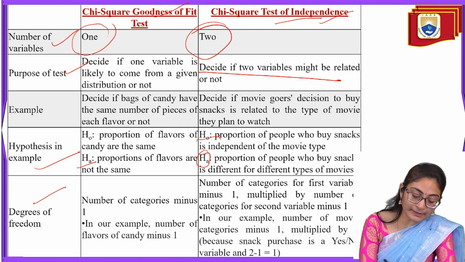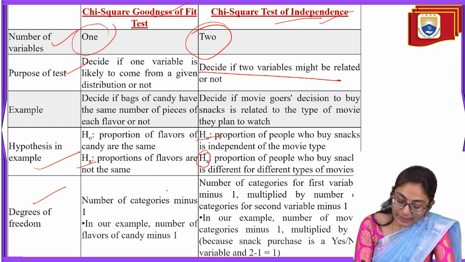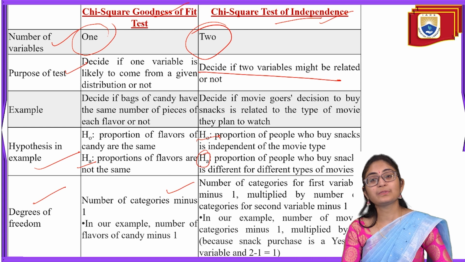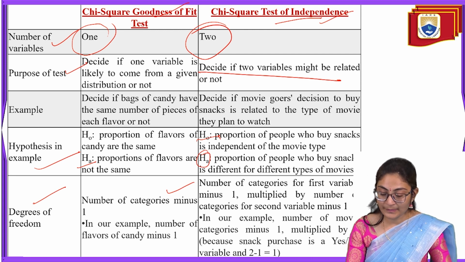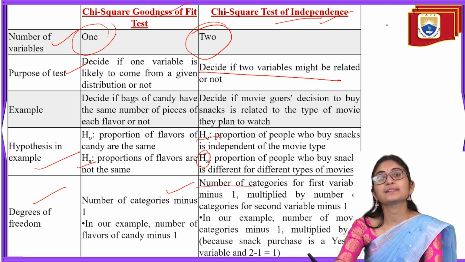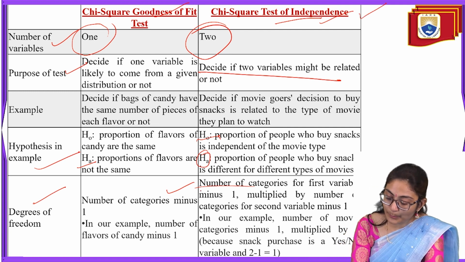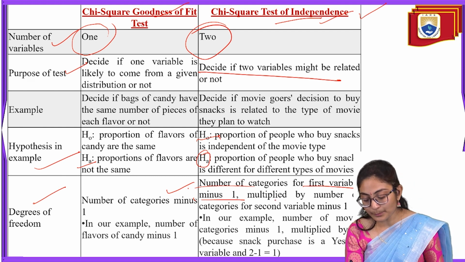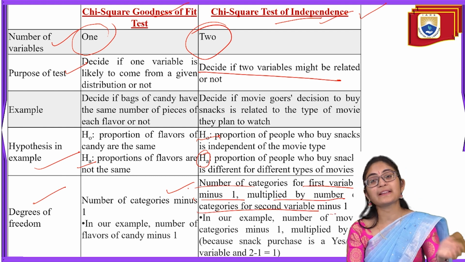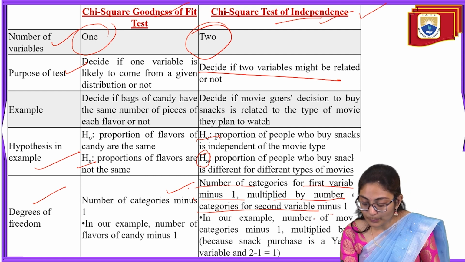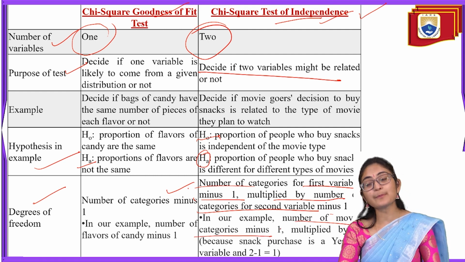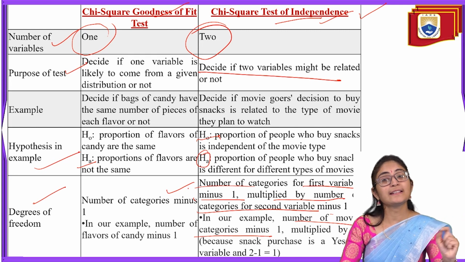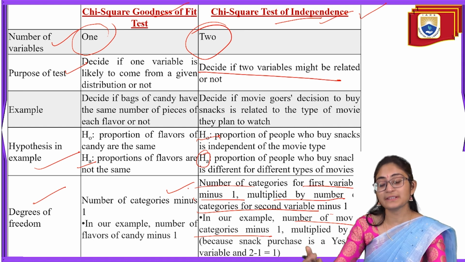Now we will see the degrees of freedom. It is the number of categories minus 1. In our example, it is the number of flavors of candy minus 1. And for the chi-square test of independence, it is the number of categories for the first variable minus 1, multiplied by the number of categories for the second variable minus 1. In our example, it is the number of movie categories minus 1, multiplied by 2 minus 1, because snack purchase is a yes or no variable.